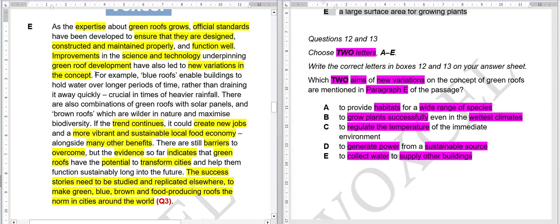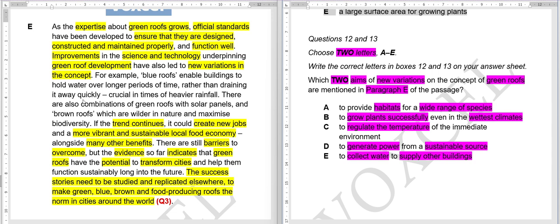So for example, blue roofs enable buildings to hold water over longer periods of time rather than draining it away quickly, crucial in times of heavy rainfall. There are also combinations of green roofs with solar panels and brown roofs, which are wilder in nature. So we are talking about green roofs.